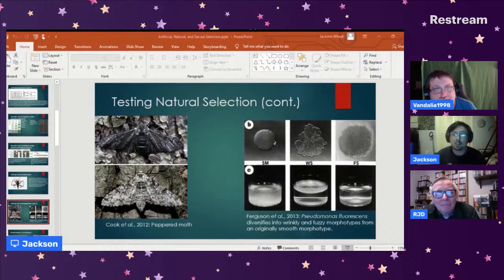So with this experiment, Pseudomonas fluorescens is a bacterium. Now, it normally occurs in what's called the smooth morph. That's SM there on the left. But the smooth morph can undergo mutations which cause it to form different morphologies, either the wrinkly morph, which is WS, or the fuzzy morph, which is FS. The cool thing about these morphotypes is that if you're going from wrinkly to fuzzy, you can't just have one mutation to go from one to the other. You actually have to have two mutations. The reason is you have to go back to smooth and then to the other one.